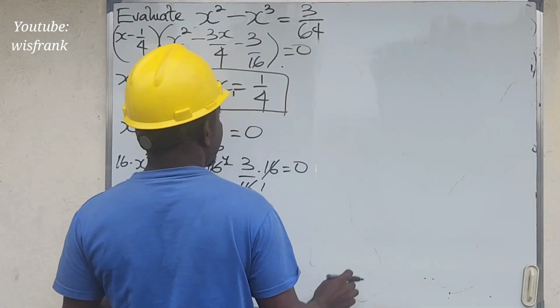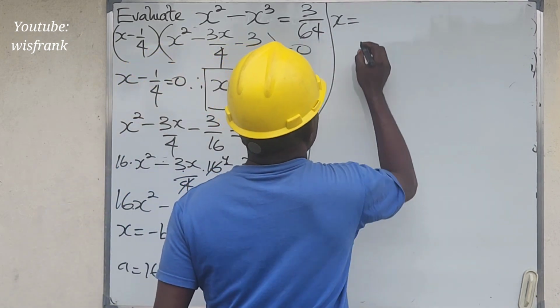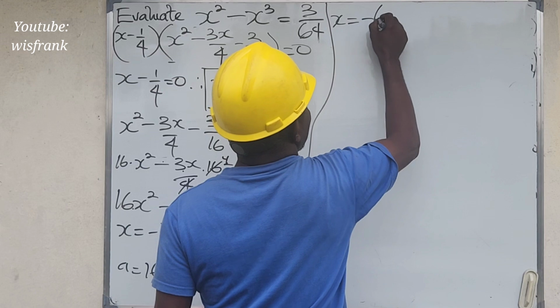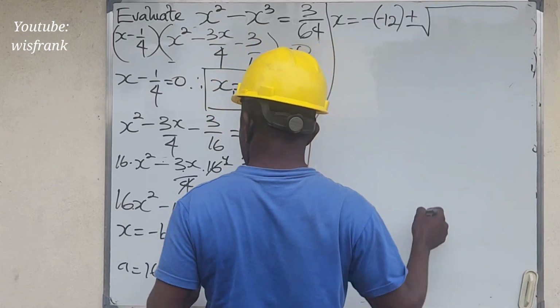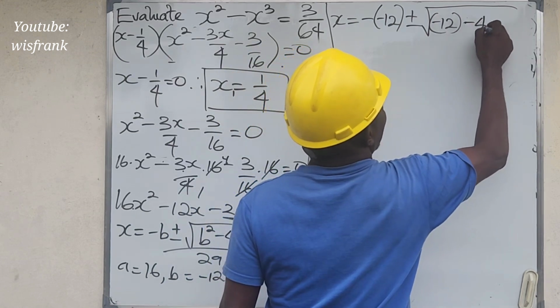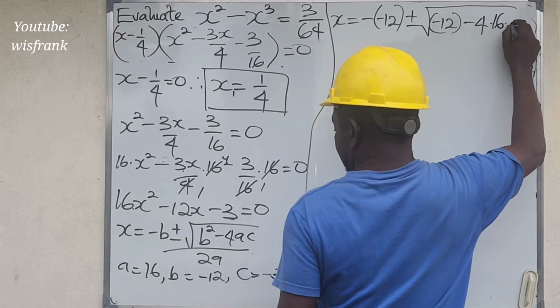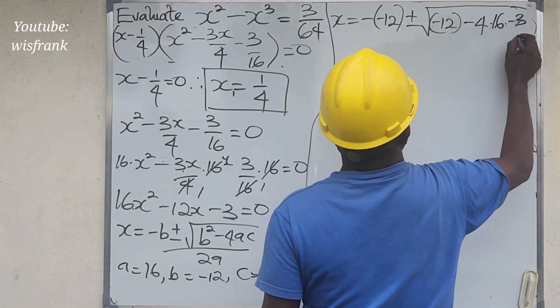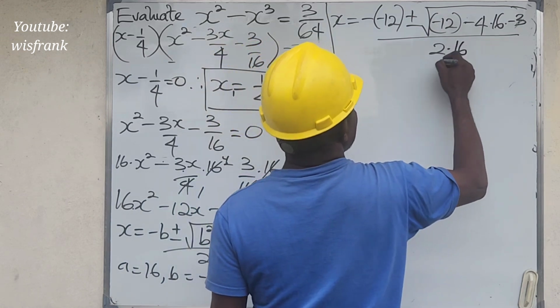So from there, this will become x equals minus b. Our minus b is minus 12. We have minus into minus 12 plus or minus square root of b to the power of 2, which is minus 12 to the power of 2, minus 4 times a. Our a is 16 times c. Our c is minus 3, all over 2a. 2a, our a is 16.